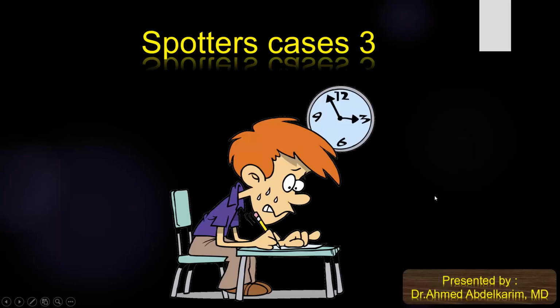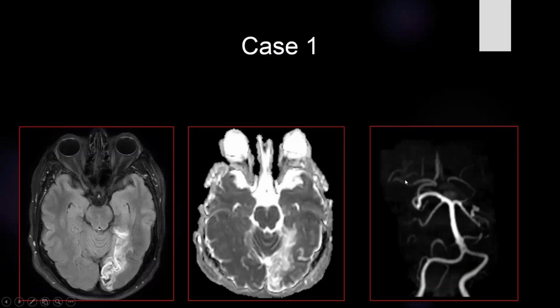Okay, let's start the answers of the previous cases. Here, the first case is an area of abnormal signal, cortical and subcortical, involving the medial aspect of the left temporal lobe, with a characteristic location for infarction of the PCA territory, and this is confirmed in the MRA images. Here we can see that the left PCA, posterior cerebral artery, is non-visualized or occluded. So this is a typical form of left posterior cerebral artery infarction.